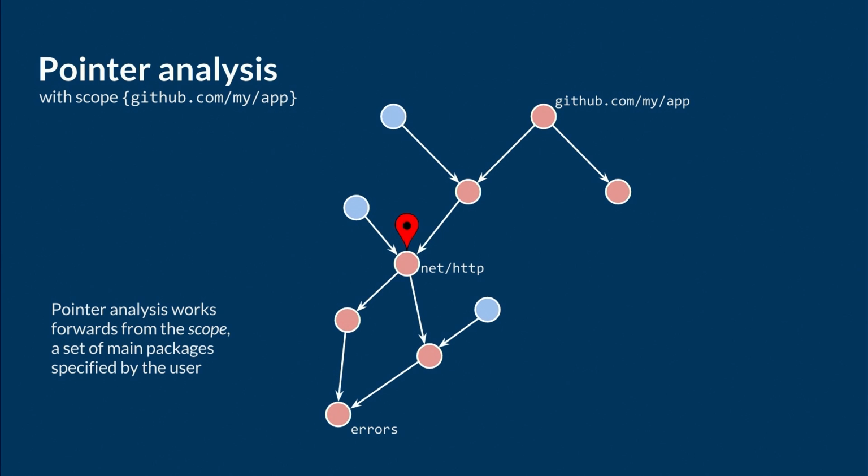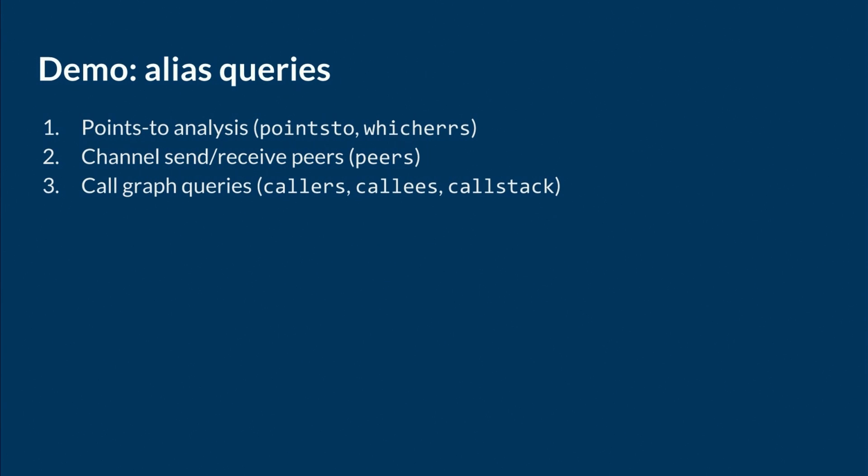And this is a set of packages that you're interested in. So in this example, the scope is just a single package, my app. But it might be the application you're working on any given day, or a pair of applications like a client and server, or an application plus some tests. And then the pointer analysis will restrict its attention to just the packages that are forwards of those starting points. So the key takeaway from this is that to use the pointer analysis features, you have to give it a little bit of extra information. So now we'll go to the demos.